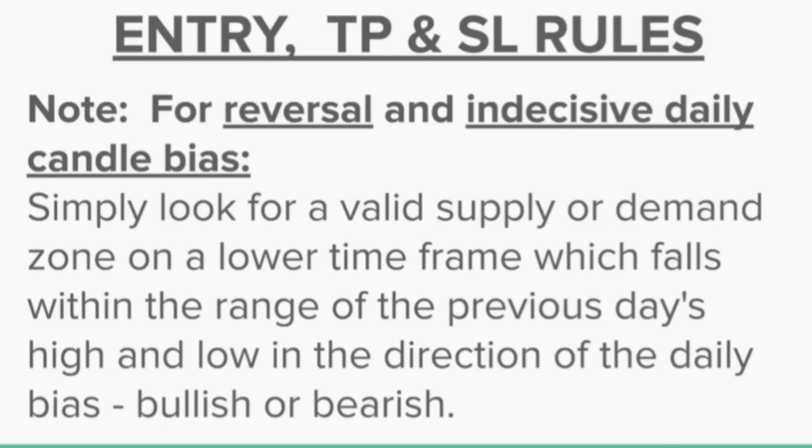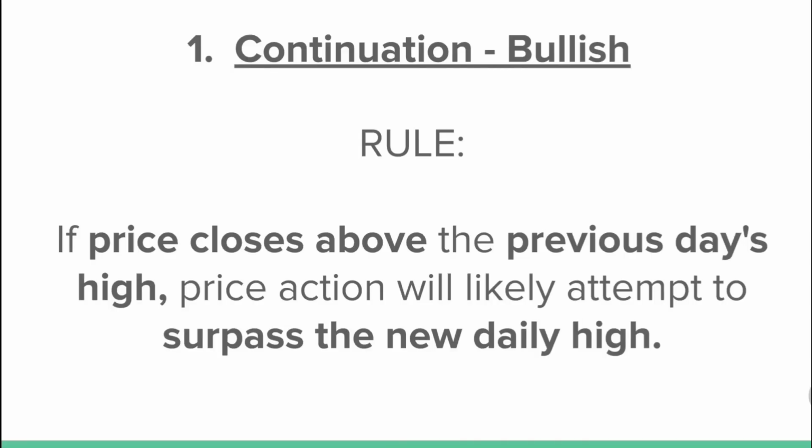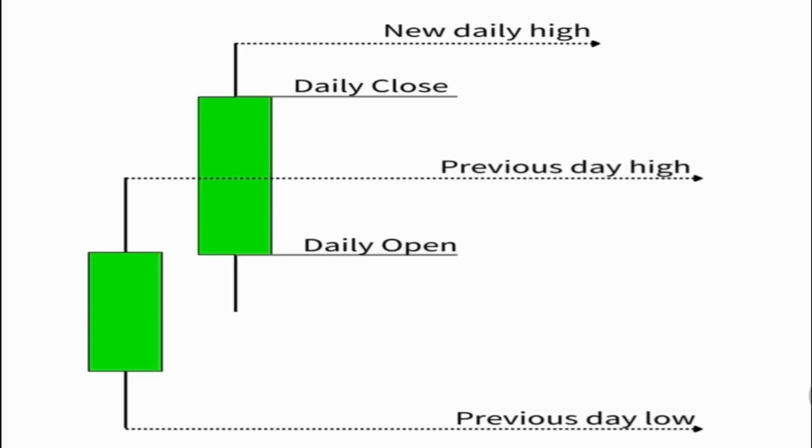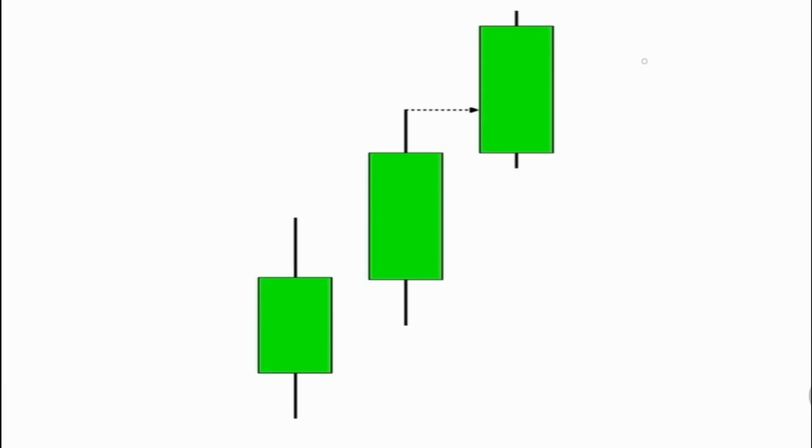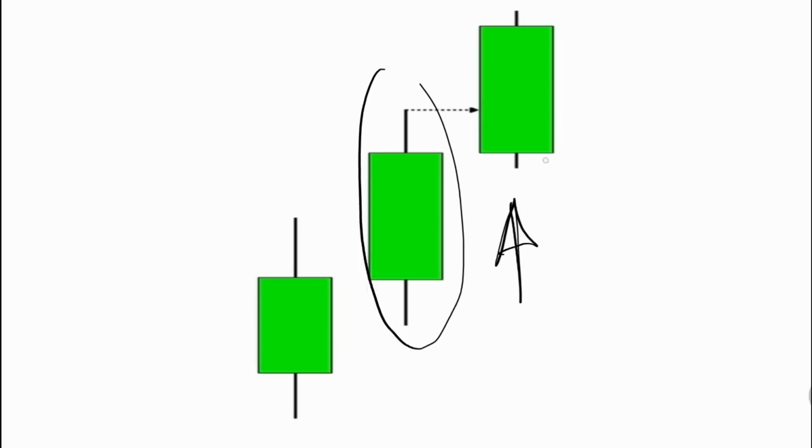Now for the bullish continuation bias, you already know from the previous video that I said that if price closes above the previous day's high, price action will likely attempt to surpass the new daily high. You know about this. We discussed this in the previous video, and we want to look for how we're going to get our entries. Now this is what you're actually going to do here. This is your previous day's candle, and this is the current day's candle that is forming.